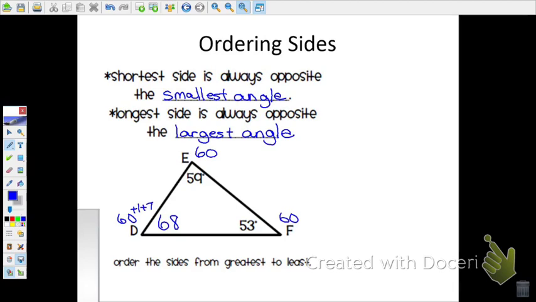We want to start with the greatest, the longest side. So that's opposite the biggest angle. So angle D, we use the other two letters. So it's EF. A side is a segment, so we want our segment bar across the top. Next length is opposite angle E. So we're using the letters DF. You can have the two letters switched around. And then we finish with DE.